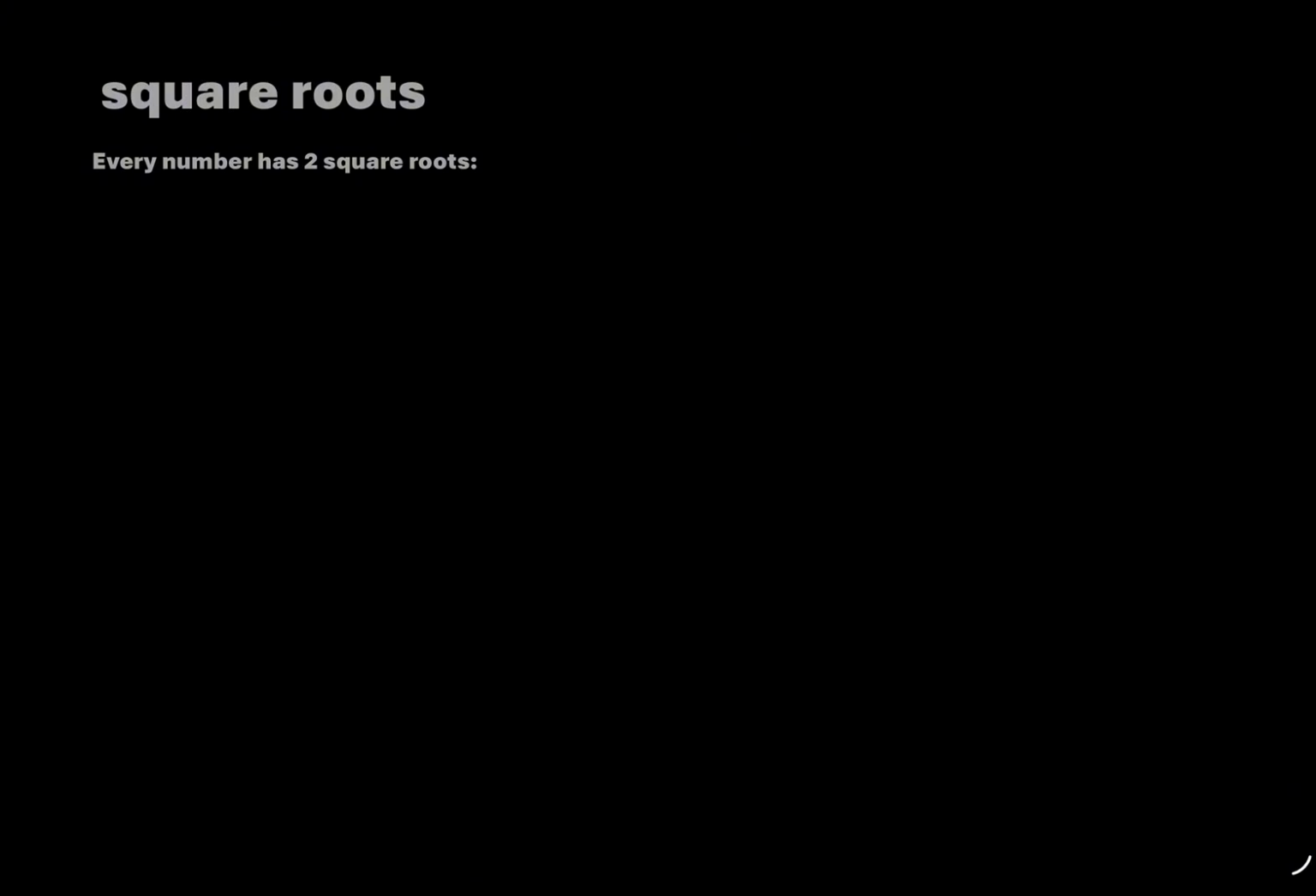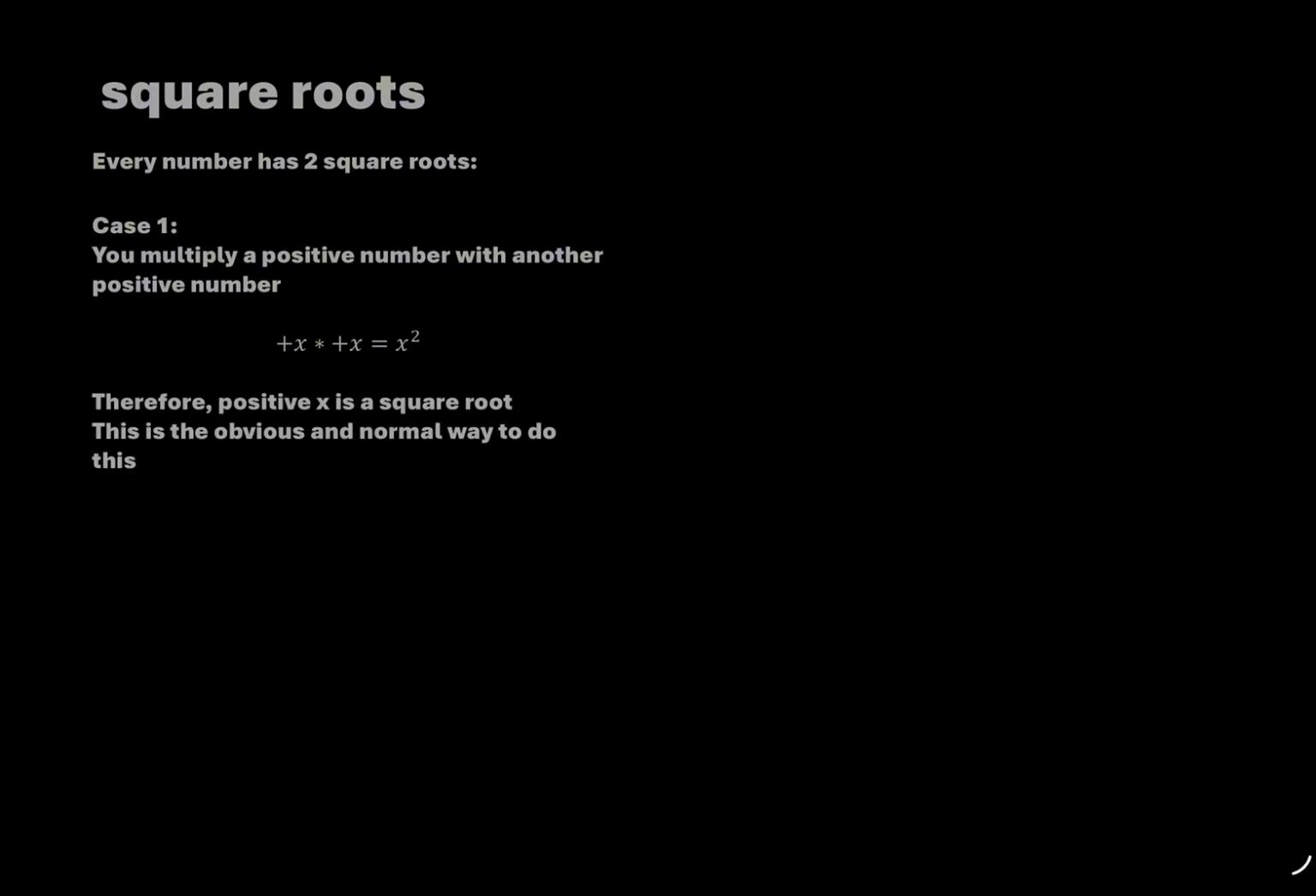Every number has 2 square roots. This is true. Okay. In case 1, this is when you multiply a positive number with another positive number. So positive x multiplied by positive x is equal to x squared. So therefore, positive x must be a square root. This is how we normally think of a square root.